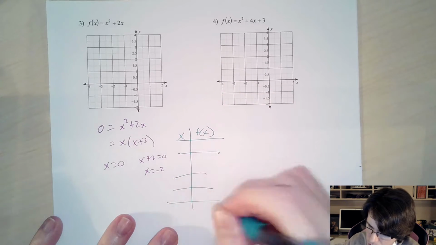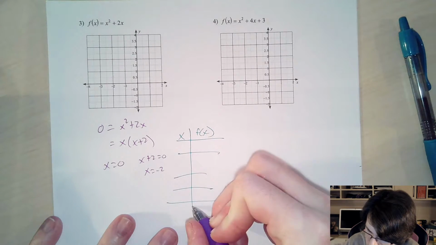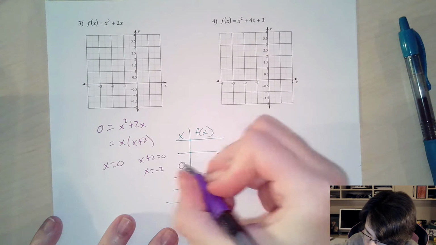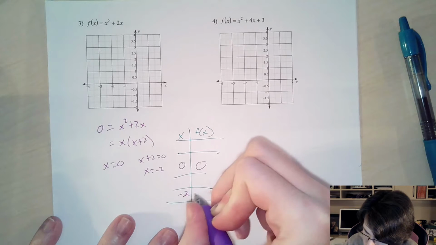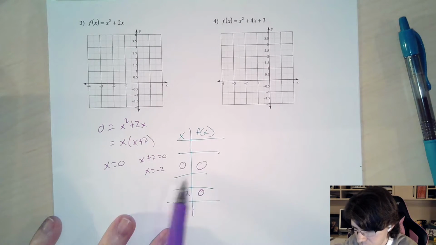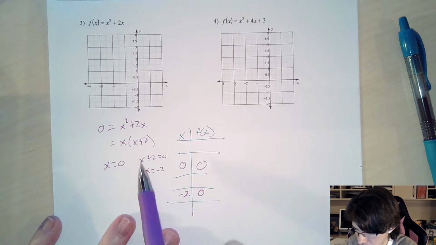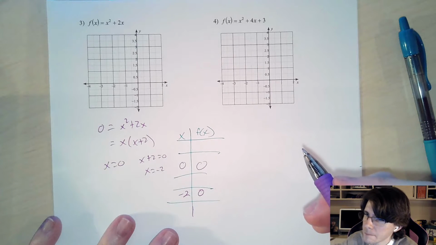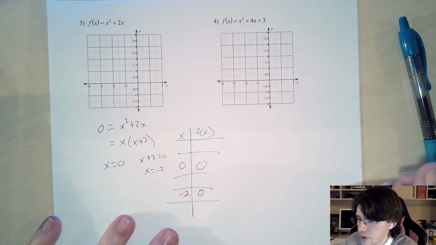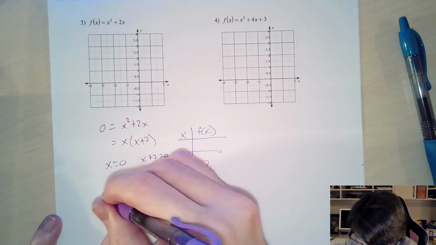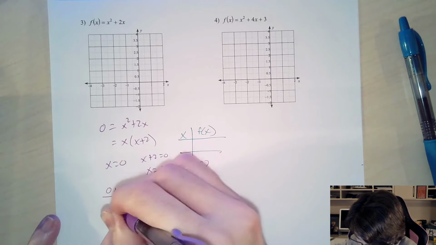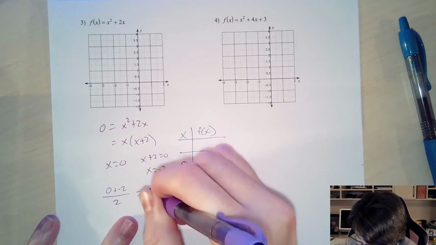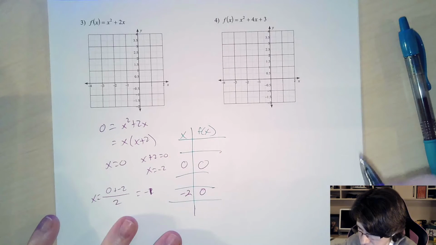So we have, like I said, 0, 0, and -2, 0. So this 0 there, this 0 there, -2 there, equals 0 there. Okay. Now the problem here, oh, and vertex. Vertex is going to be 0 plus -2 divided by 2. That gives you -1. This is our x value. That axis of symmetry, that vertex.